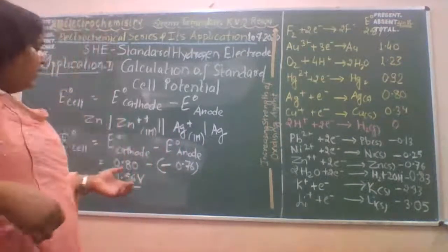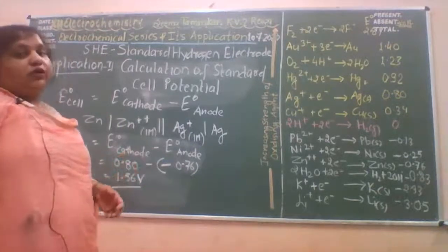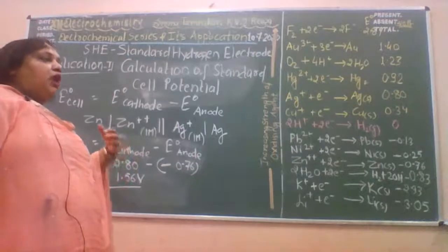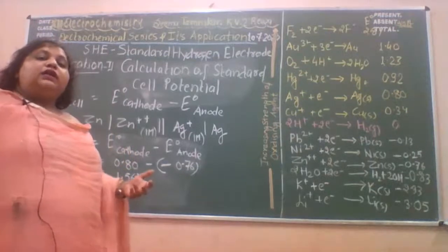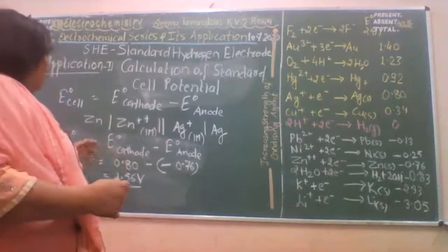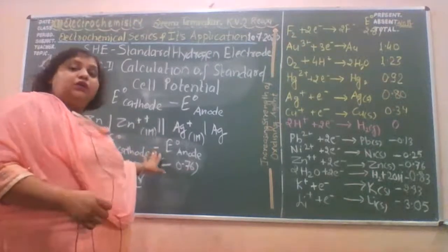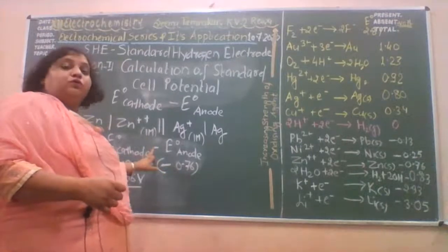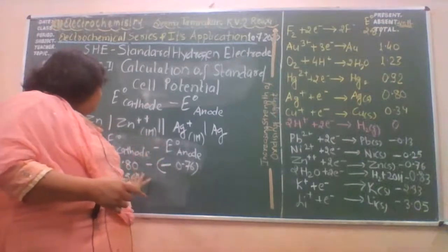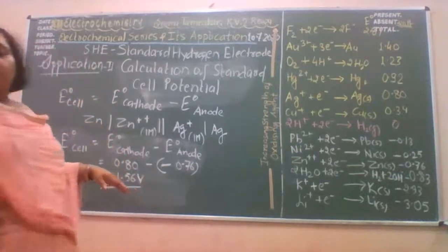How the data that is given in your question you can use to find out the correct answer, to come to the conclusion that is being asked in the examination, right? Now the second conclusion. The first conclusion is the value of the E naught cell, the EMF of the cell.